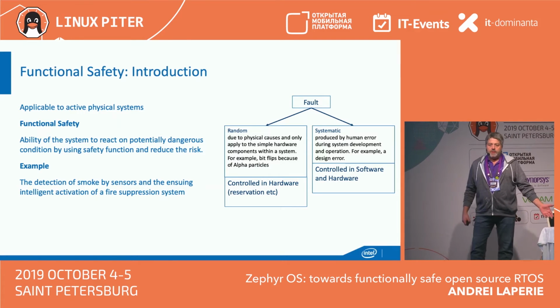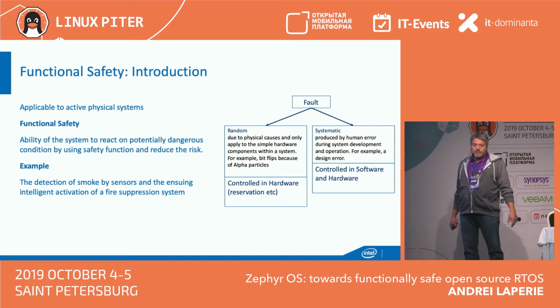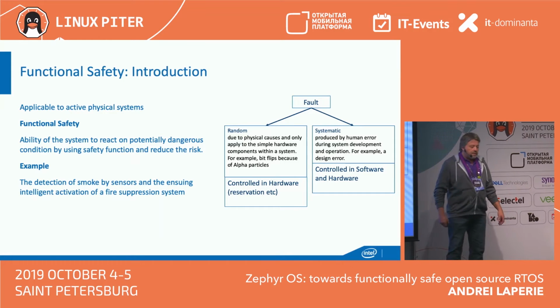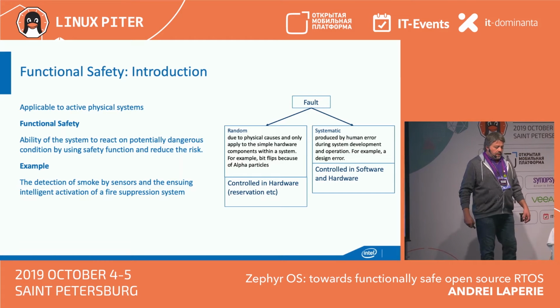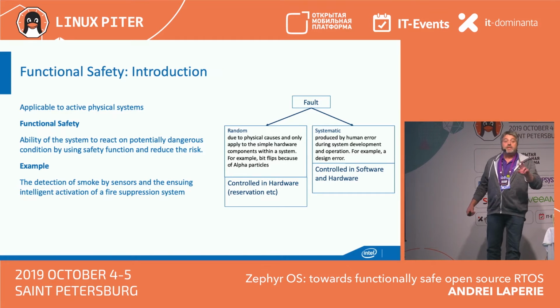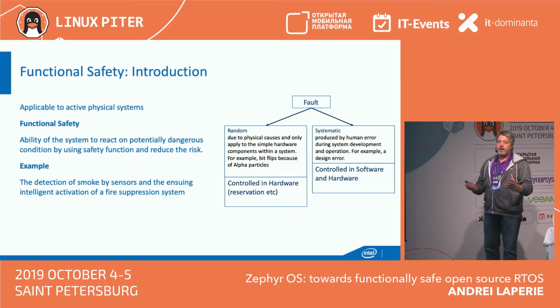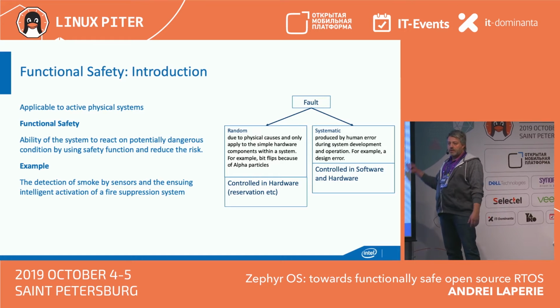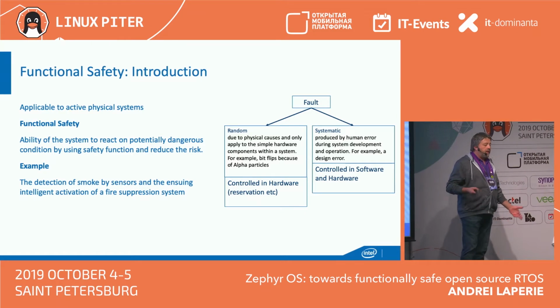And one of the examples of this system is a fire extinguishing system, for instance. As to functional safety, there are two types of failures of the system. We mean the failures of the system which we are discussing: random failures and systematic failures.